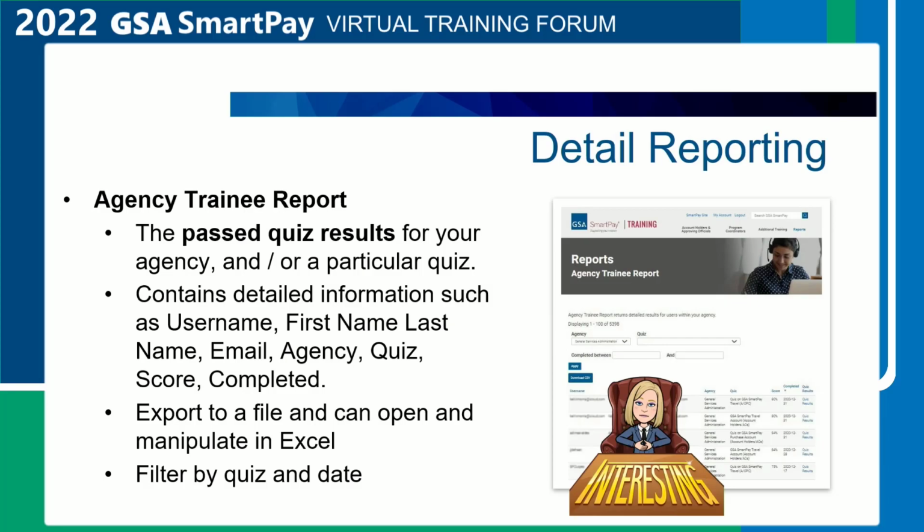The Agency Trainee Report returns user details such as username, first name, last name, agency, quiz, score, completion dates, and a link to quiz results for users within your agency. This report is helpful if you have a list of people that you need to confirm have completed their training for a specific quiz and time period. The report will show the past quiz results for your agency and/or a particular quiz. You can filter by quiz and date.